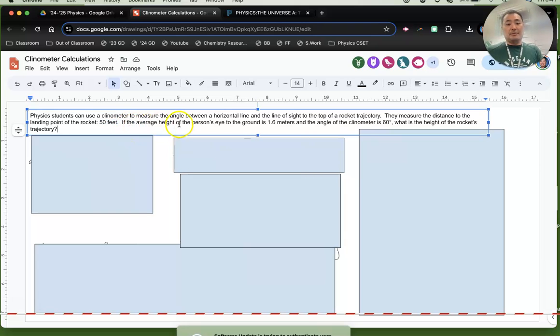If the average height of a person's eye to the ground is 1.6 meters and the angle of the clinometer is 60, what is the height of the rocket's trajectory?